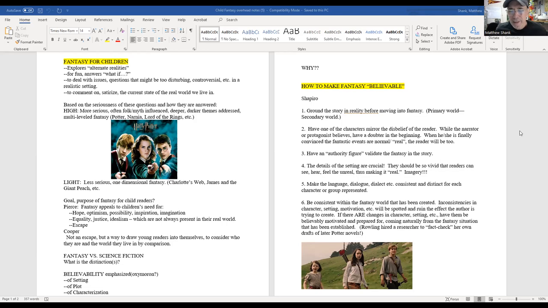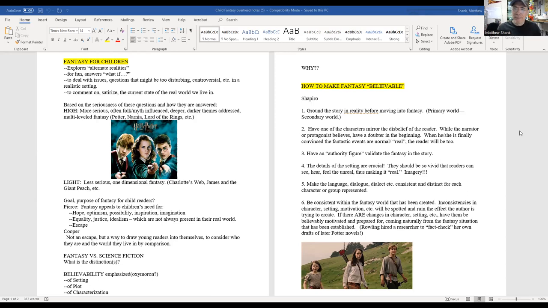Another trick, trick may not be the right word, but another thing you might see in one of these stories is to have, at least in the beginning, some character in the story who doesn't buy it, who doesn't believe it, who is a disbeliever, who says, this is ridiculous, that could never happen. He's the doubting Thomas, if you want to use a cliche that goes back to mythology. So while the narrator believes the fantasy, or maybe the main character does, there's at least one character in the beginning who says, I don't buy this. This is ridiculous.